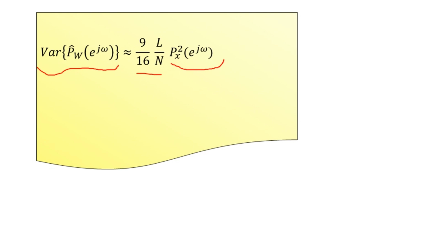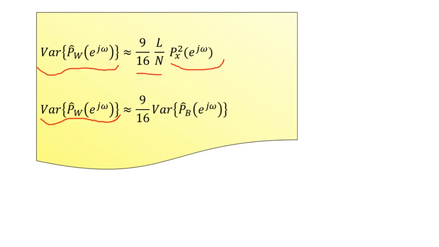Now we know that N upon L, the inverse of the same, is the number of sections used in Bartlett's method, the earlier one. We can get to the new form where we write the relation between the variance of the power spectrum estimate of the current method, the Welch estimate, and that of the power spectrum estimation by Bartlett's method. On the left hand side we find the power spectrum estimation by Welch's method approximated to 9 upon 16 times the variance of the power spectrum estimation of Bartlett's method.